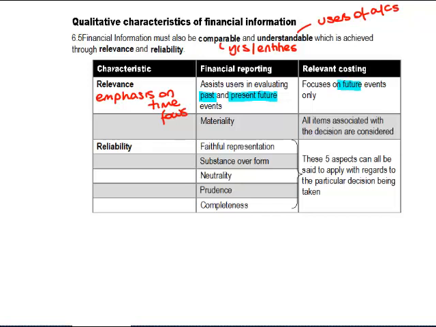Another key concept that is very important in financial reporting is that of materiality. So only items that are considered material will be included in the financial accounts, and decisions will only be taken as to whether to include those, for example, by the auditors. However, in relevant costing, all items associated with the decision are considered. All 5 aspects of reliability are said to apply with regards to decision making, and these are all characteristics that need to be demonstrated to show that the financial accounts are reliable.